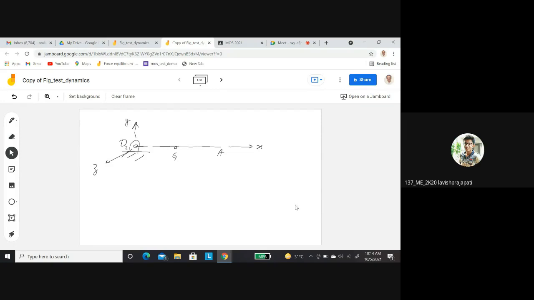Yes, sir. Okay. So now you have a rotating rod. You have an angular velocity omega, angular acceleration alpha. You want to find the acceleration of point G. So the acceleration of point G becomes omega cross O2G.